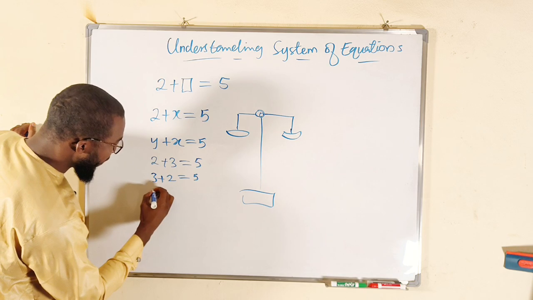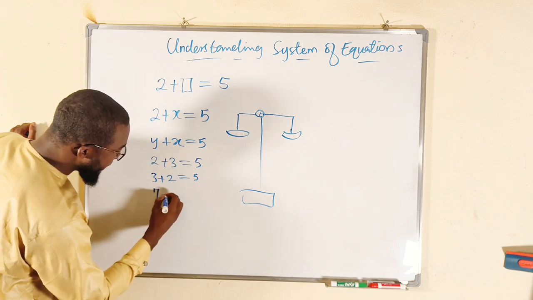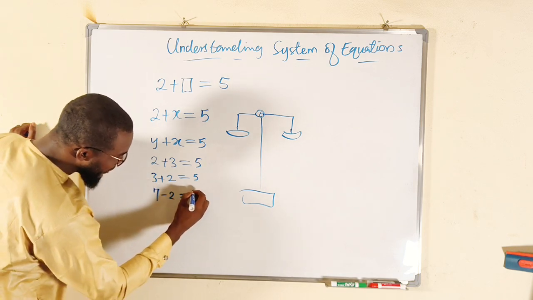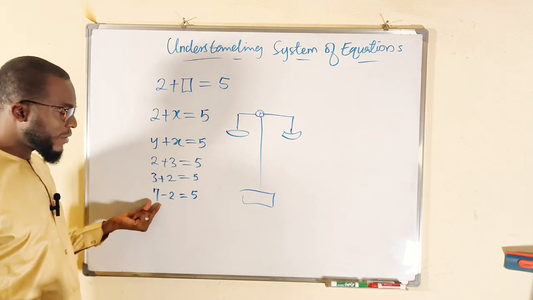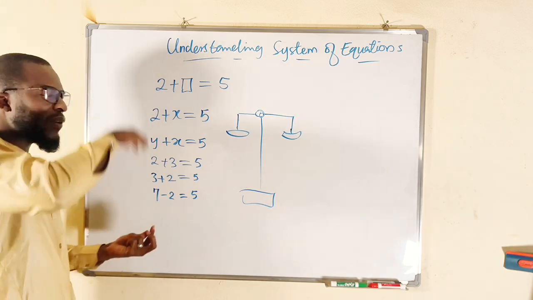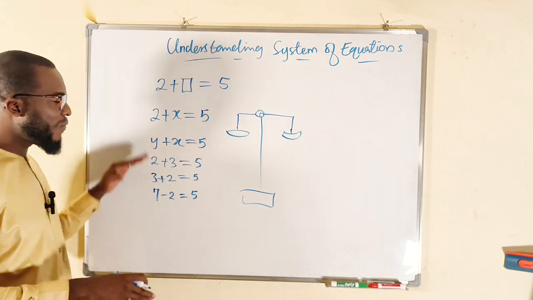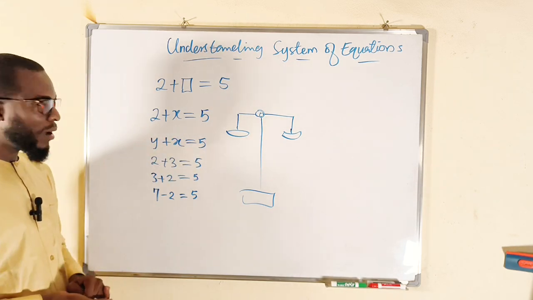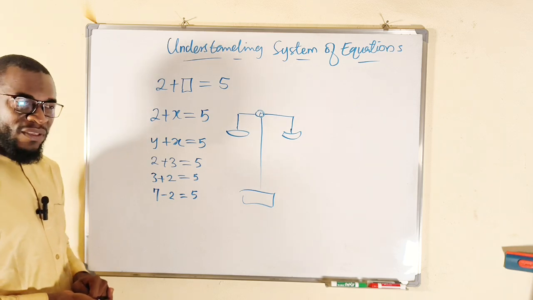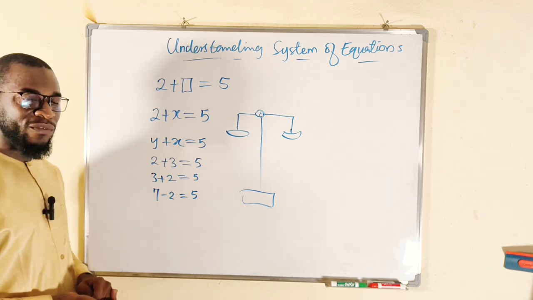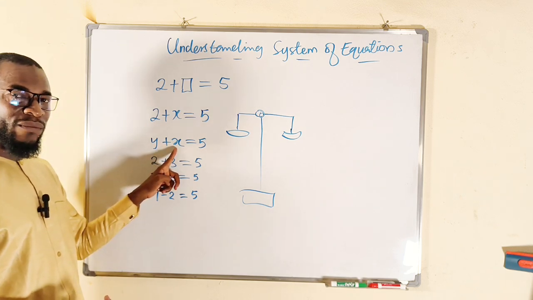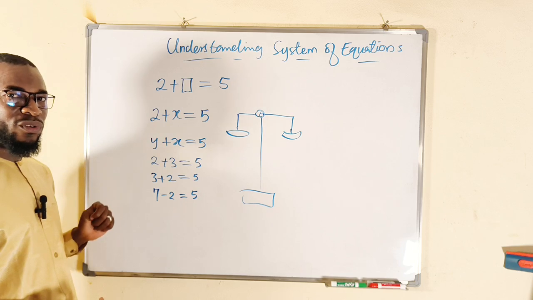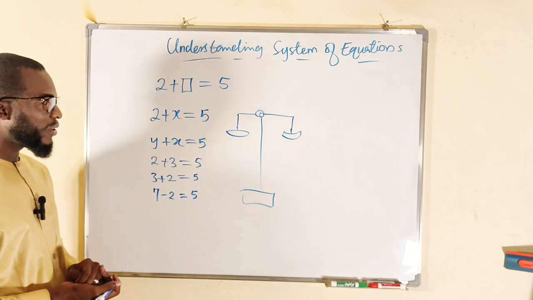So this can be 7 minus 2. And this remains equal to 5, which means that x here is negative 2, while y is 7. There are infinitely many combinations of these numbers that can give us 5. And if we decide to use 195, that is when x is negative 95 and y is positive 100, it will still give us 5. A lot of these combinations.